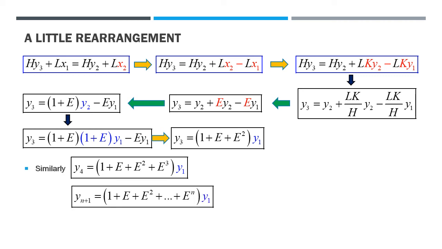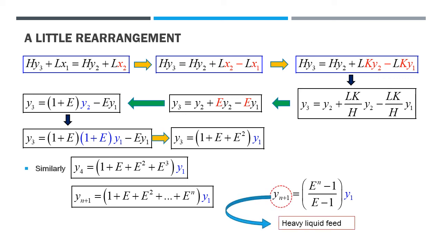For the nth stage, we can write yn plus 1, that is the input to the nth stage, equal to 1 plus e plus e square plus, continuing, e power n into y1, which can be rewritten as e power n plus 1 minus 1 by e minus 1 into y1. So essentially the relation talks about the heavy phase input concentration, that is the heavy liquid feed concentration, and the heavy liquid exit concentration. Both sides are talking about heavy phase concentration.